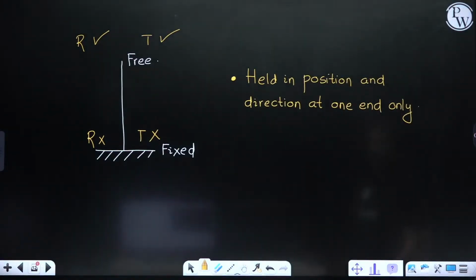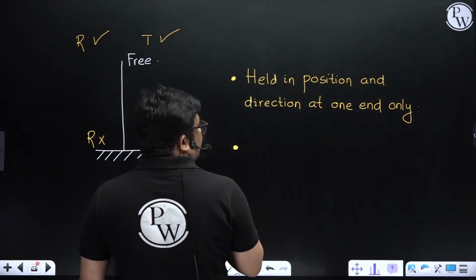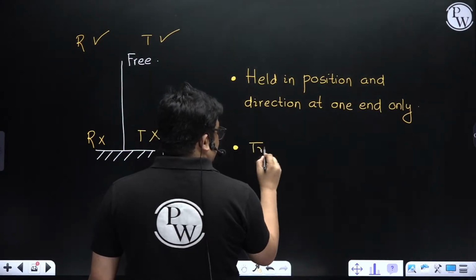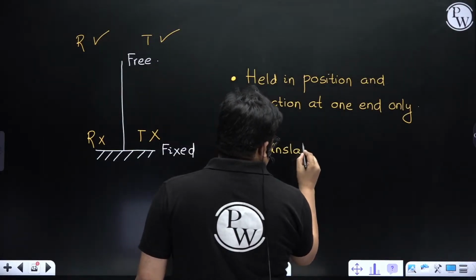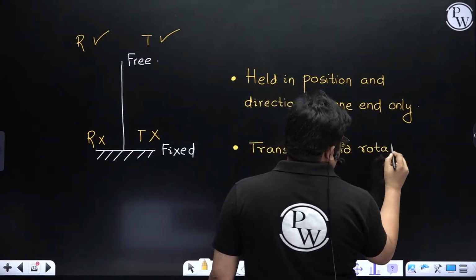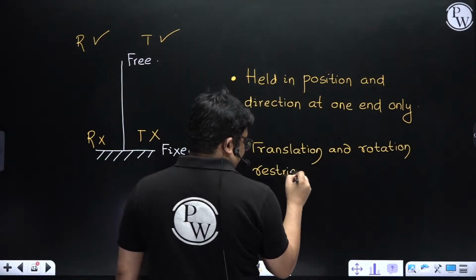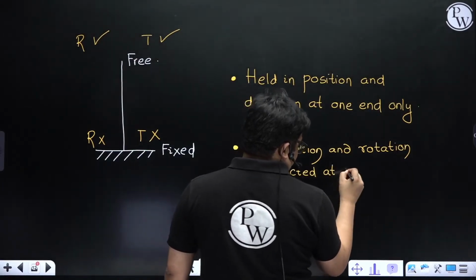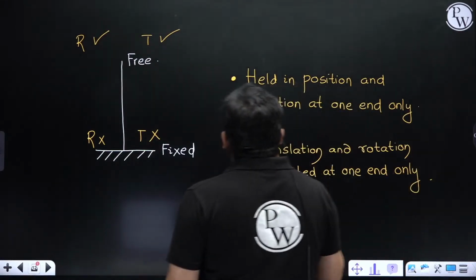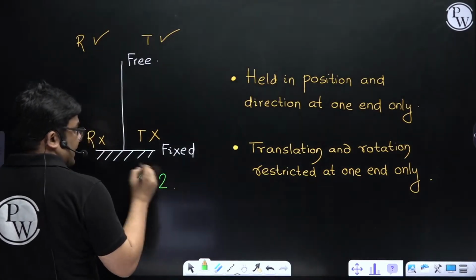Indirectly the meaning is this. Or the other language they can use is: translation and rotation restricted at one end only. Okay, very good. So in this case, what is the K? In this case, the K is 2.